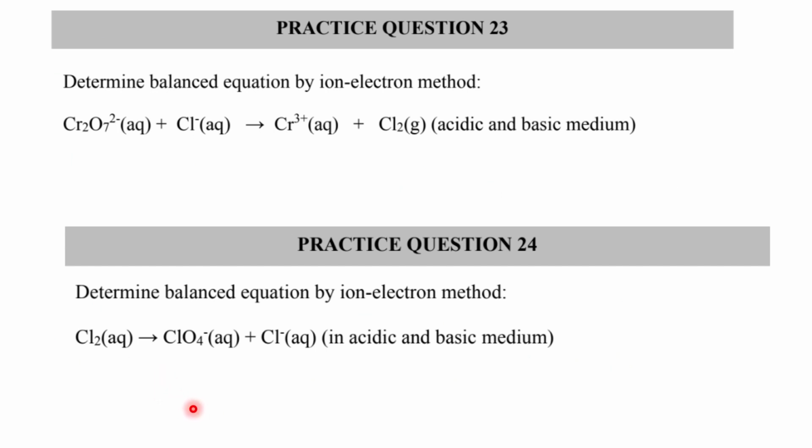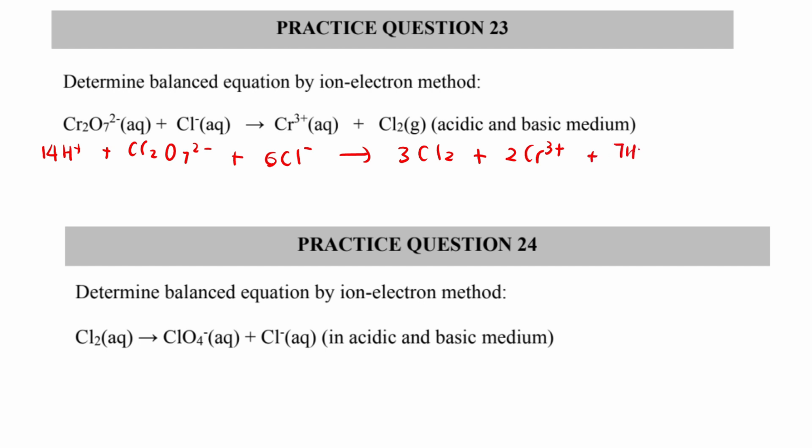Okay, for these two question 23 and 24, because we are repeating the same step, so I just write the final answer. Okay, for question 23 in acidic medium, so you just need to follow the previous step. 14H plus plus Cr2O7 2 minus plus 6Cl minus produce 3Cl2 plus 2Cr3 plus plus 7 water. So yang ni in acidic medium.